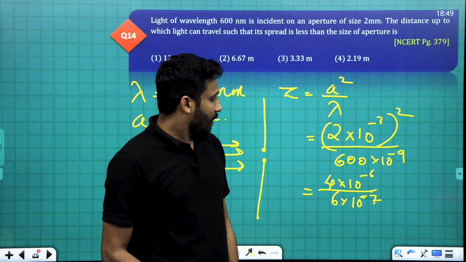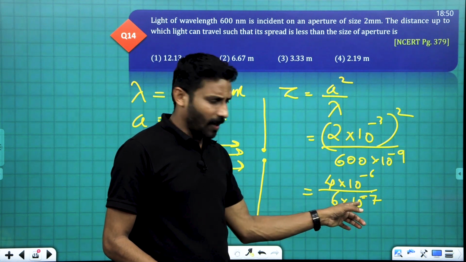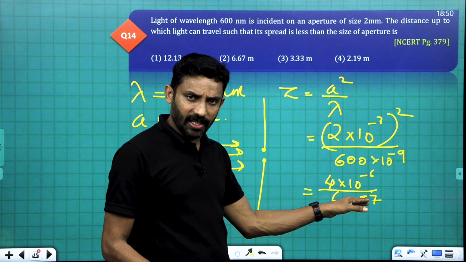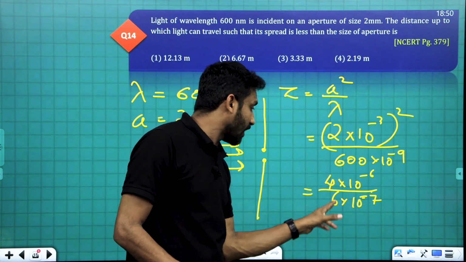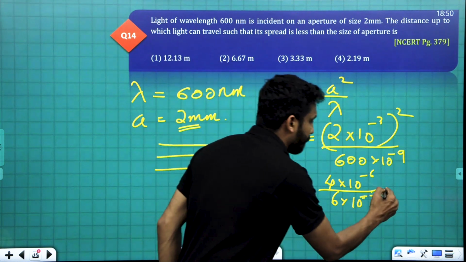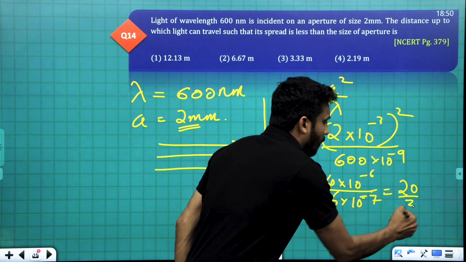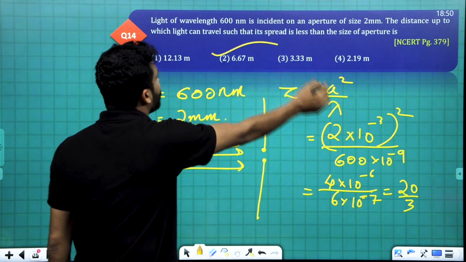Yes. Then 10 power minus 6 divided by 10 power minus 7 cancels, and 10 power minus 1 remains in the numerator. It is 40 by 6, which is 20 by 3, and 20 by 3 is 6.67 meter.